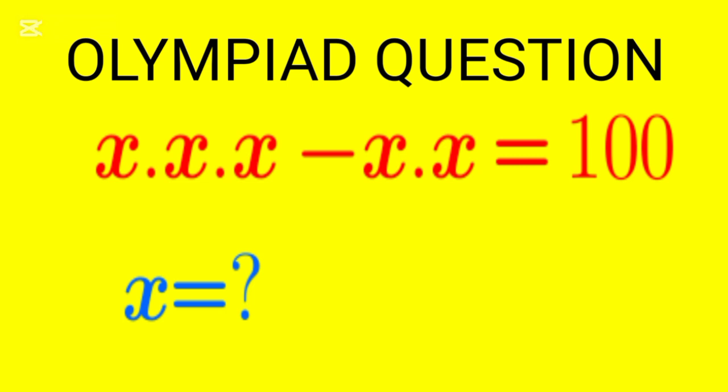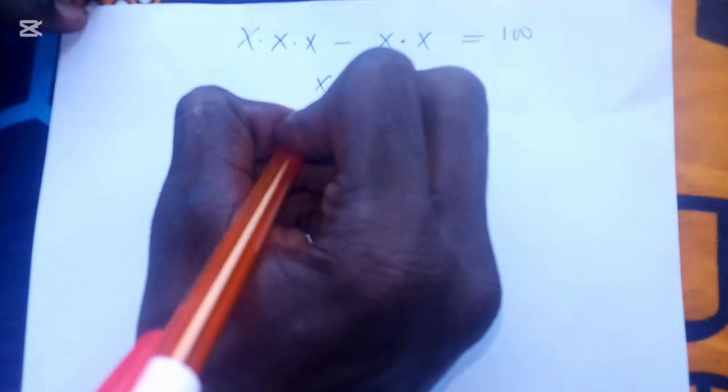Now we are given a question here. Let's try to solve it together. It reads: x multiplying by x multiplying by x minus x multiplying by x is equal to 100. Now we have to find the value of x. Now to find this, we say solution.